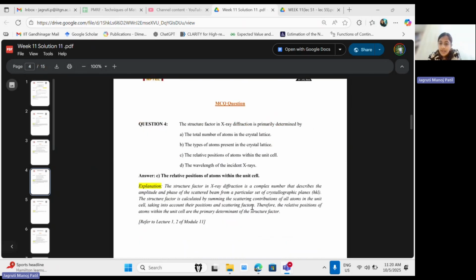Then you have a structure factor, which is primarily determined by what? Is a structure factor the total number of atoms, the type of atoms, the relative positions, or the wavelength? We always know it's a function of the relative positions of the atoms within the unit cell, for waves scattered through specific crystallographic planes, HKL, with atom positions defined in the unit cell as u, v, w.